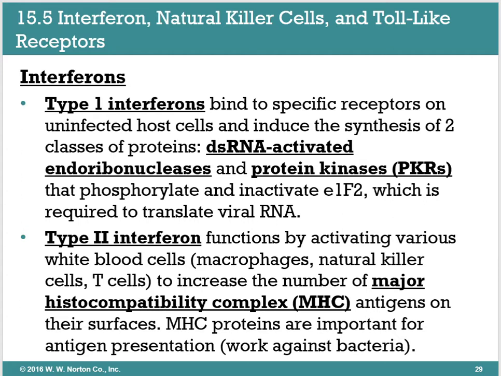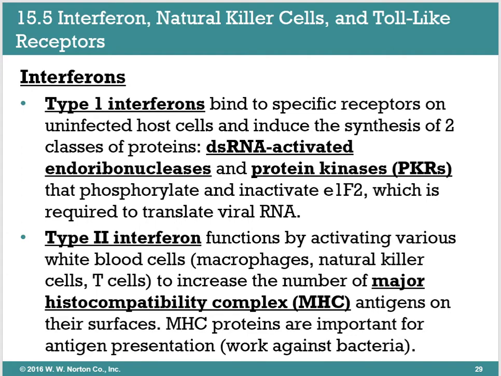And then interferon type 2 goes around activating white blood cells, such as macrophages, killer cells, and then T cells. Interferon gamma will also go around and increase a certain protein called the MHC protein on our cell surfaces. These proteins are very, very important for presenting bacteria to other cells. So we want to have MHC proteins on our cell surface so we can help fight against bacteria.